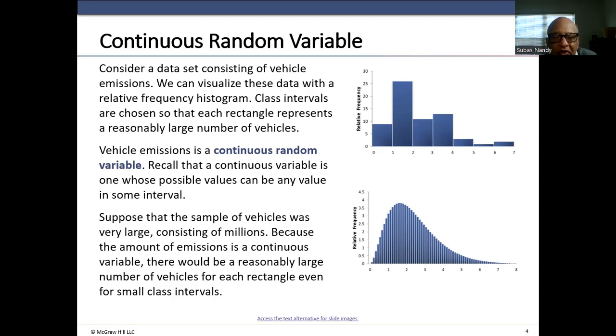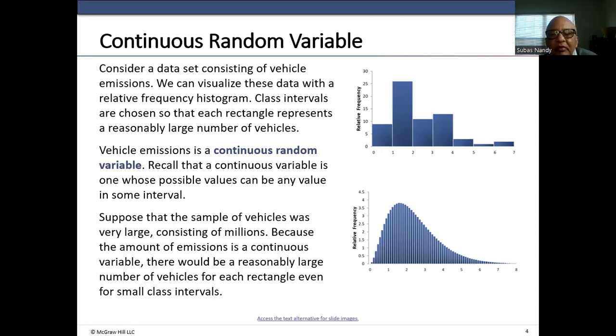Suppose that the sample of vehicles was very large, consisting of millions. That is the second diagram. Because the amount of emission is a continuous variable, there will be a reasonably large number of vehicles for each rectangle, even for small class intervals. So what is the difference between the top diagram and the bottom diagram? The bottom diagram shows the same relative frequency versus the sizes of the particles coming out, but here the width of each group has been reduced.